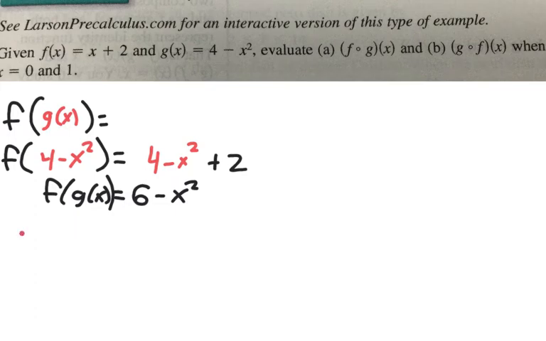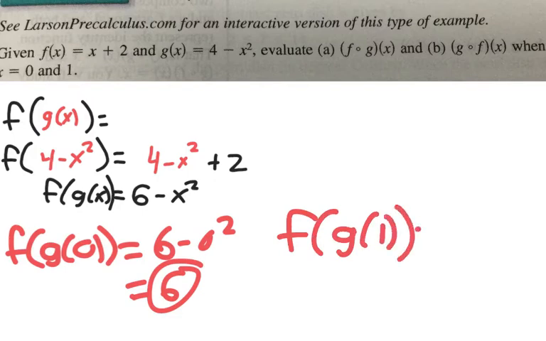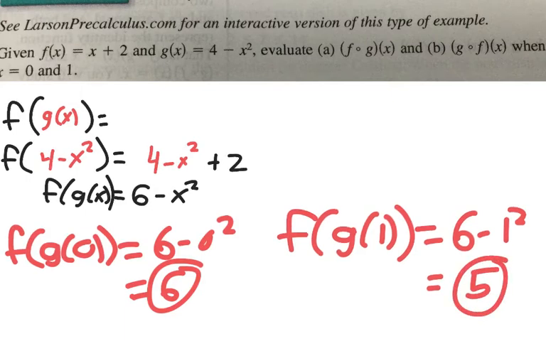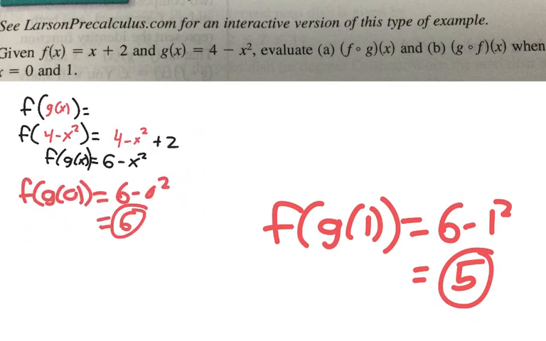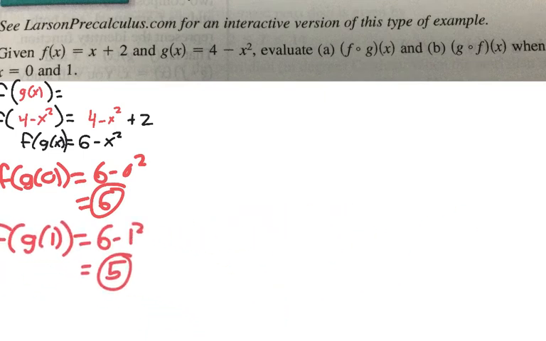Then they tell me to evaluate this at 0, and at 1. So at 0, I'm going to get 6. And at 1, I'm going to get 5. Questions?